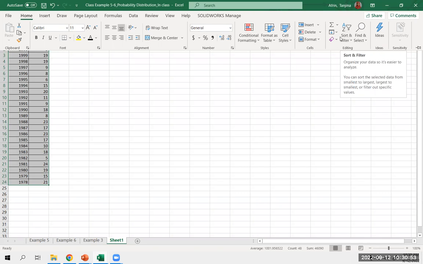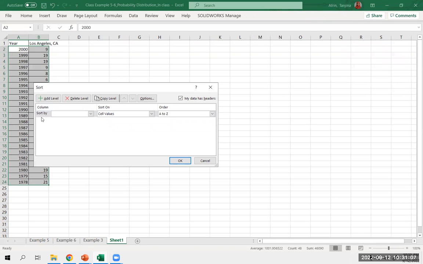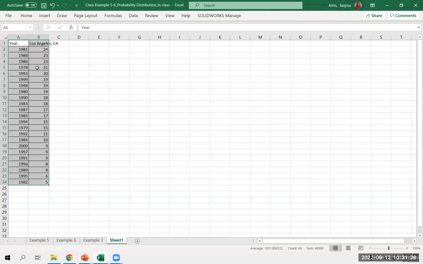Now go to Custom Sort. Most of the time the inbuilt one works well, but just to make sure we're doing it correctly, I will use the custom sort. It says sort by. I want to sort by the Los Angeles, California data, so I will click that one. And I want to do that largest to smallest. Everyone's following? Okay, good. Then I will click OK. And now all of the data set is rearranged, 24, 23, 23, that way.